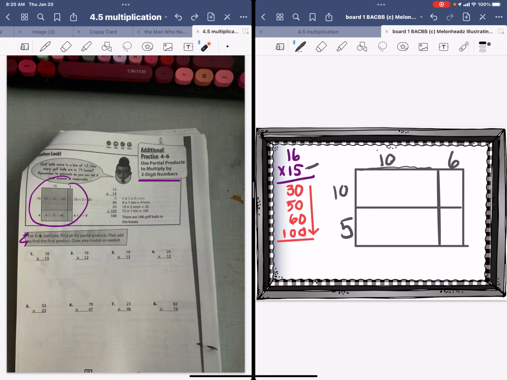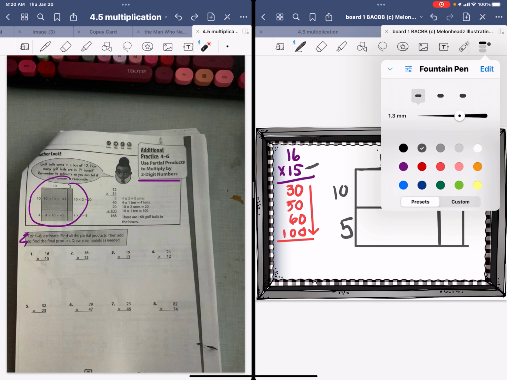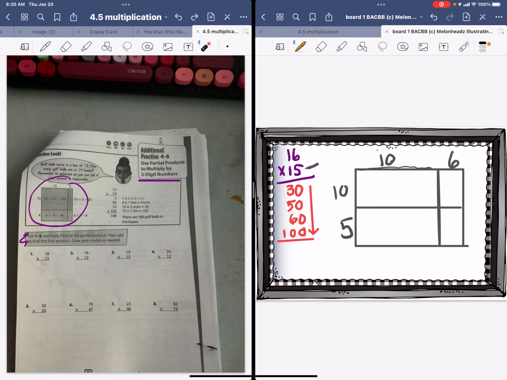Now, could you have written 10 and 5 up here? Yes. 10 and 6 down here? Yes. It doesn't matter how you do that. Doesn't matter at all. All right. I'm going to go back to my orange.